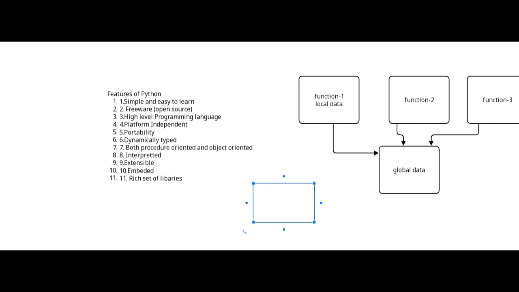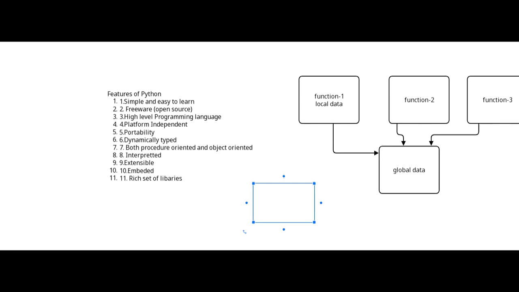I'll give an example. Suppose you have a car. You know the driving. You don't know the internal mechanism of the car, right? You don't know how the fuel injection works. Without knowing the internal mechanism, we are using it. This feature we'll call data abstraction. Without knowing the internal implementation, if you are using it, that feature is called data abstraction.